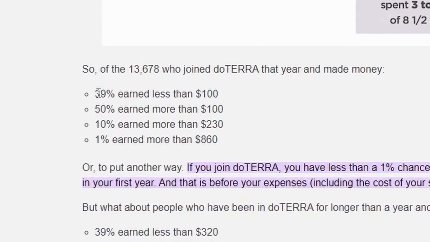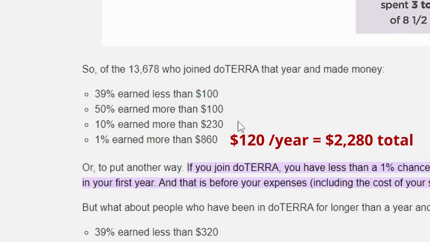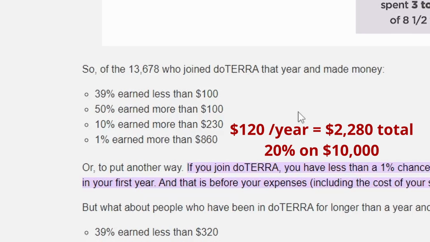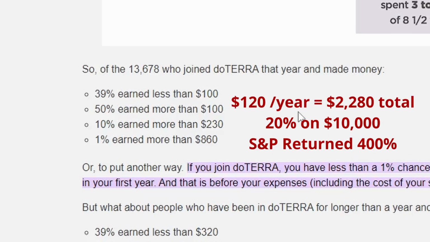And so you can see that we've got this earnings breakdown, and we can think of each of these percentages as a probability of earning X, and from there we can calculate the expected value. That expected value works out to be about $120 per year, which is $2,280 over the same trading time frame, which is about 20% return, which is not too bad compared to our strategy without trading fees, but is pitiful next to the S&P, which would have returned about 400% over the same time period.